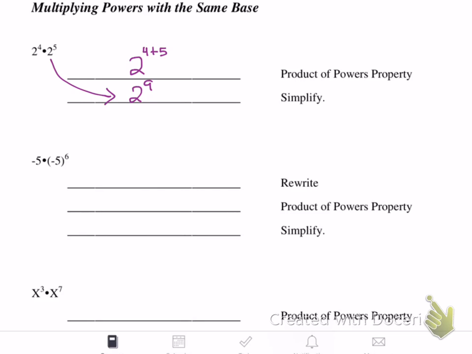So same thing here, if we have negative 5 times negative 5 to the 6th power. Now this actually has an invisible 1 power. So negative 5 to the 1. And so I have negative 5 to the 1 times negative 5 to the 6th power. And then when I use my property, I get negative 5 raised to the 1 plus 6. Again, make sure that the parentheses are around the negative 5. And then my final answer, once I add 1 plus 6, I get negative 5 all raised to the 7th power.